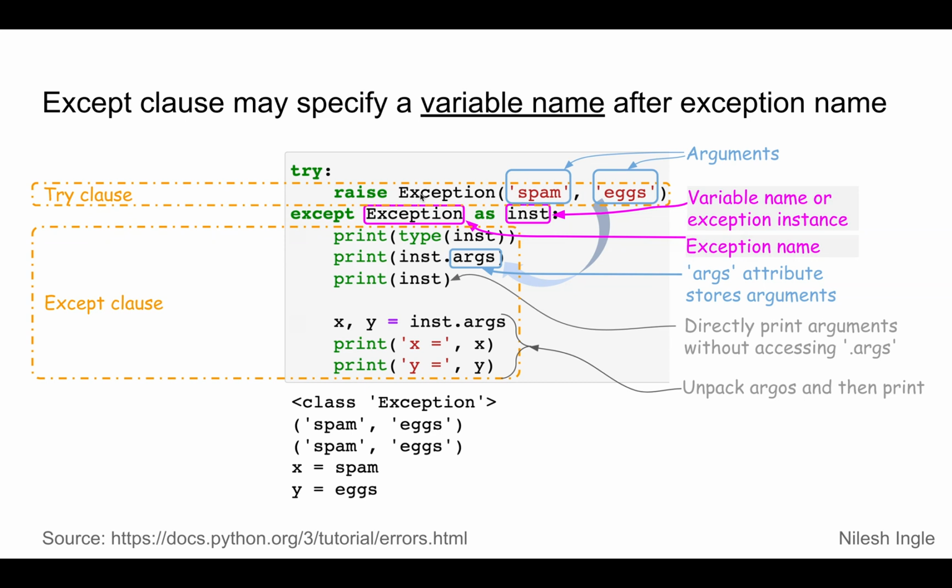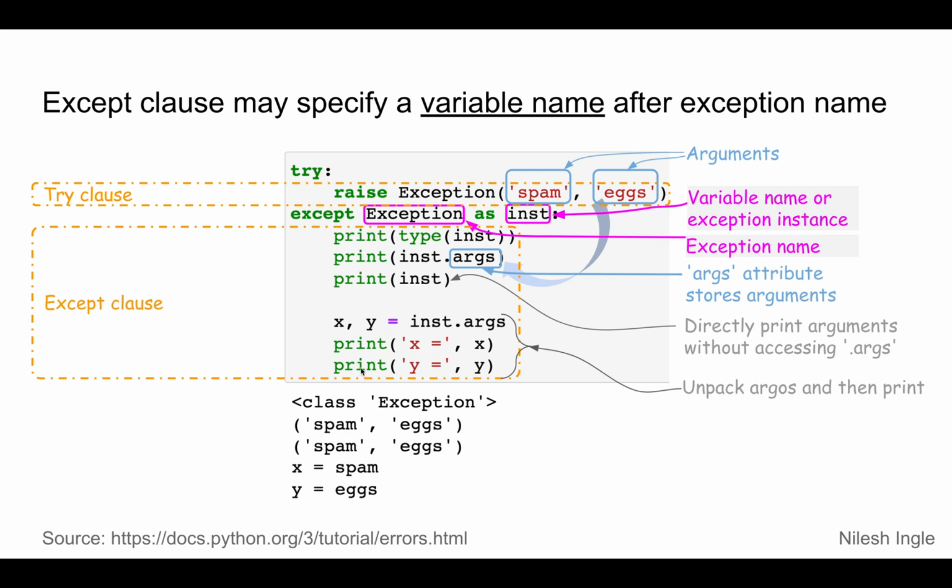So here we see that the exception has the values spam and eggs, and those are what we see printed out here. Additionally, we can also print these arguments directly by typing the name of the instance or name of the variable without accessing it through .args, and we still can see that we have the spam and eggs printed in the output.